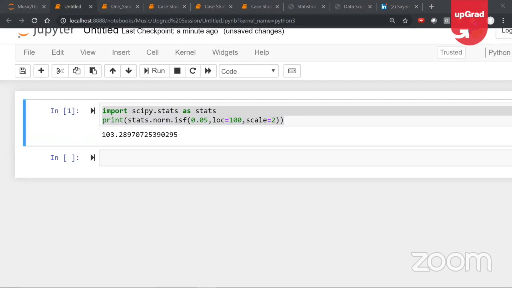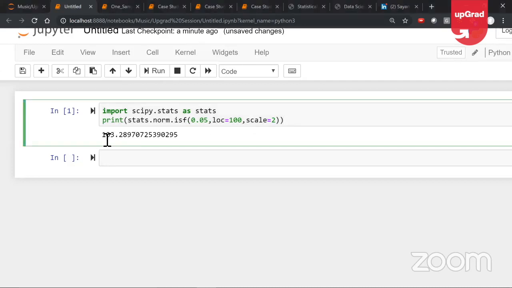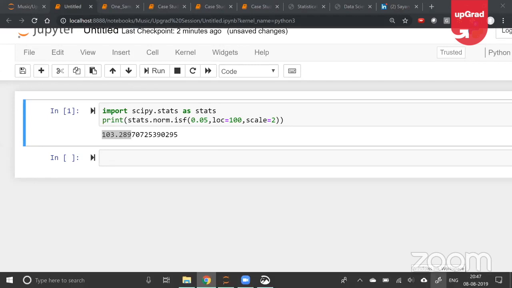What matters most is not so much the code but the conceptual part. So what it tells me is the critical value. Just observe that number, all of you: 103.289. That's the critical value I'm actually getting. I'll put it in the chat for your reference. So I'm getting 103.289. I'll go back to my notes.